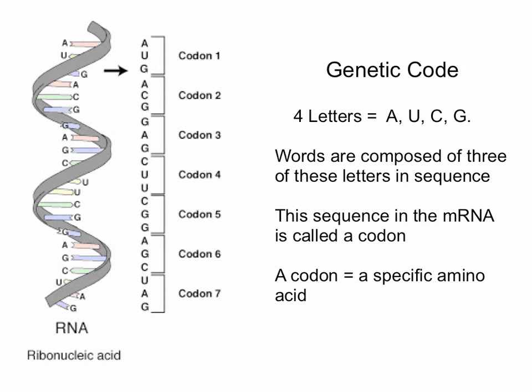The genetic code is composed of 4 different letters, A, U, C, and G. A quote-unquote word in the genetic language is composed of 3 of these letters in sequence, like AUC or AAA. So the sequence in the mRNA is called a codon. A codon is what specifies a specific amino acid. For example, the codon that reads CAC in mRNA specifies the amino acid histidine, while a codon that reads UCC specifies the amino acid serine.